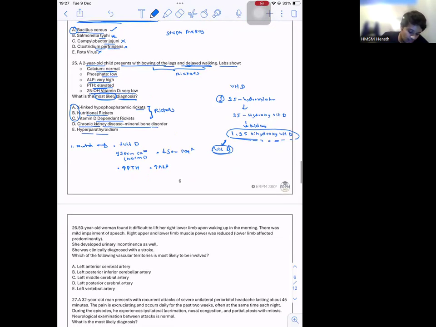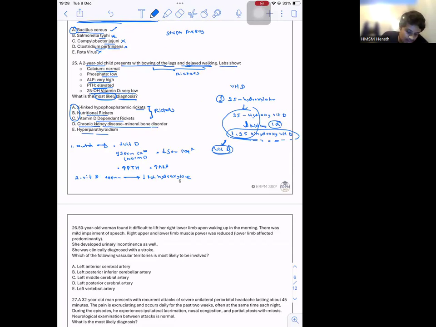Now, vitamin D dependent rickets. There are two forms. In one form, there's deficiency of an enzyme in the kidney, the 1 alpha hydroxylase enzyme. So this conversion does not take place; 25 OH vitamin D to 1,25 OH vitamin D does not take place.